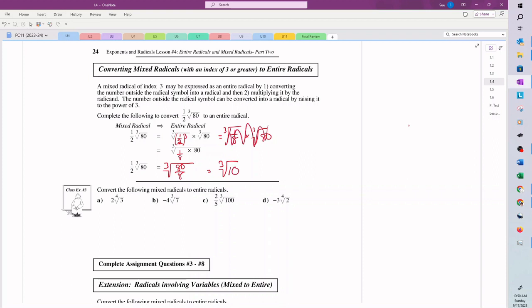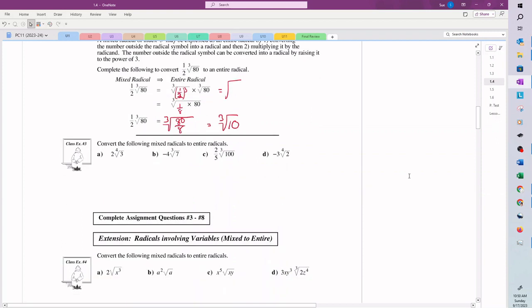This part was duplicated there. I don't know why I erased it, but apparently my computer and I are not on friendly terms today. Okay, convert these ones to entire radicals. Why don't you go ahead and try this and see how you do?